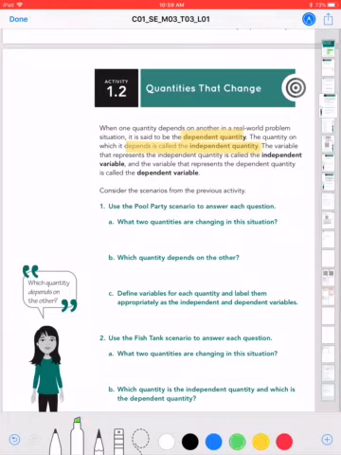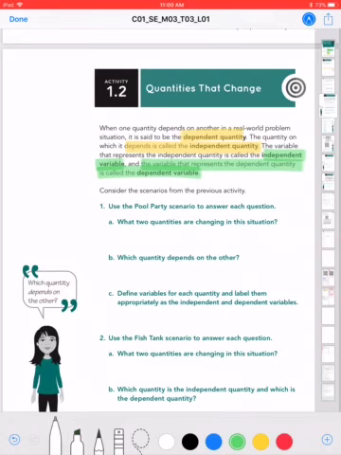So the dependent quantity is going to change based off of what the independent quantity does. And remember, a quantity is just a number. It's an amount. The variable that represents the independent quantity is called the independent variable. And the variable that represents the dependent quantity is called the dependent variable. So just like the quantity, the independent variable does not depend on the dependent variable. The dependent variable will change every time the independent variable changes.